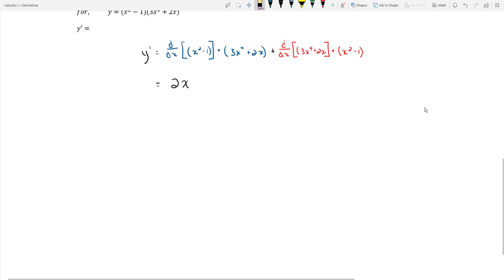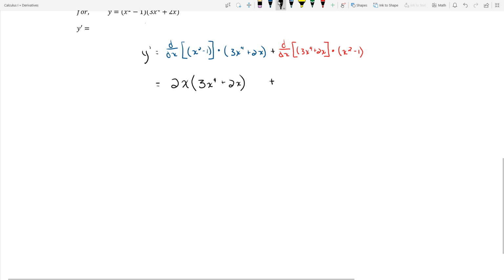So the derivative of x squared minus 1 is simply 2x. And that is going to be multiplied by the second function, which we know is 3x to the fourth plus 2x. Plus, and then we have the derivative of this one. In this case, if you still want to split them apart, that's fine.